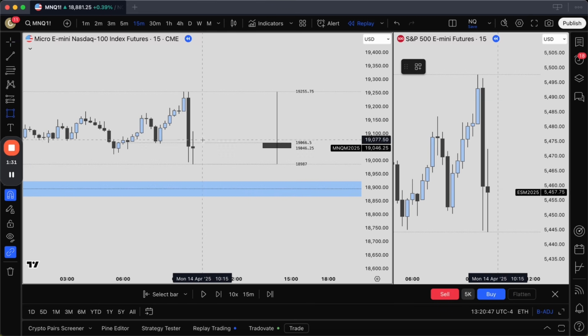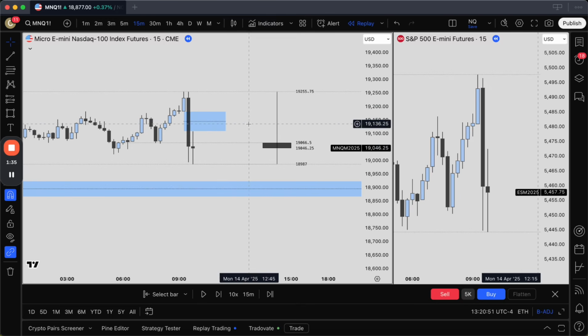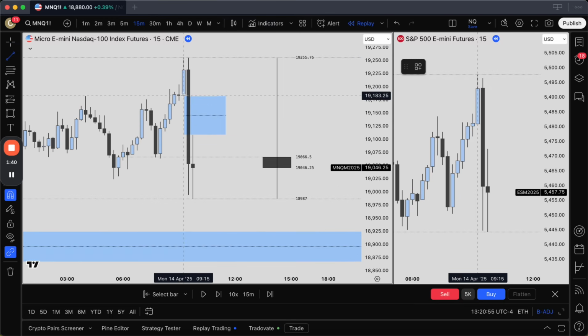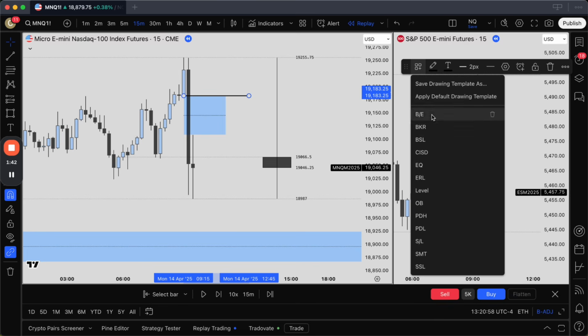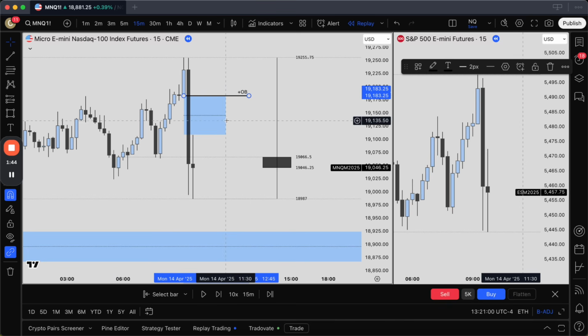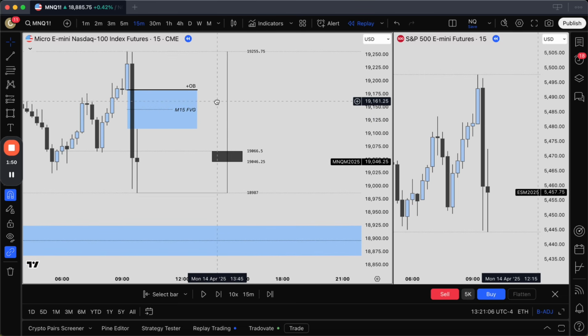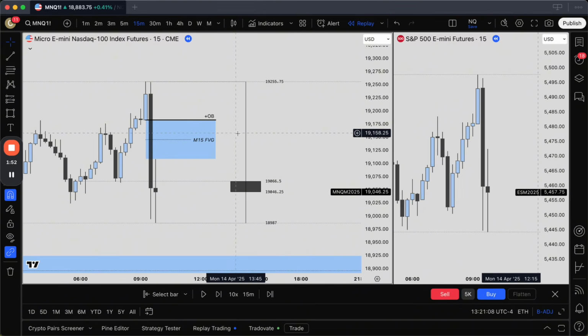But on this 15-minute time frame, I see two things, right? I see this 15-minute fair value gap, and then I also see this order block right here. Now, I am completely okay with using either one as my PD array as long as price makes it make sense.